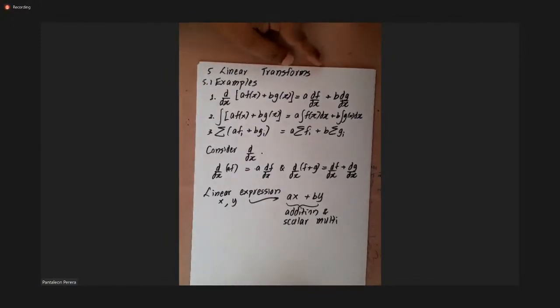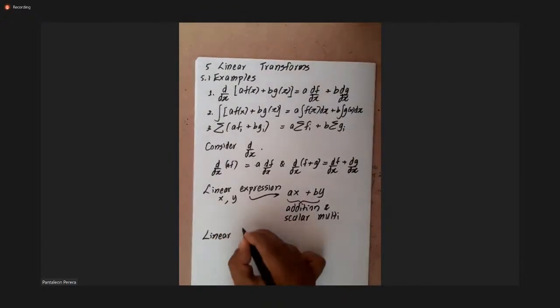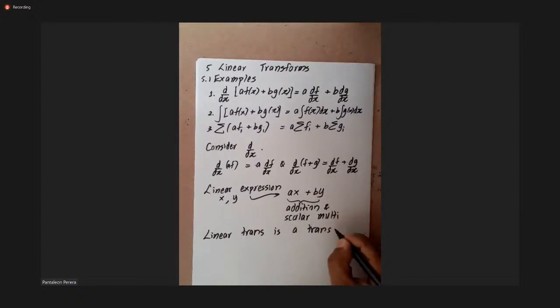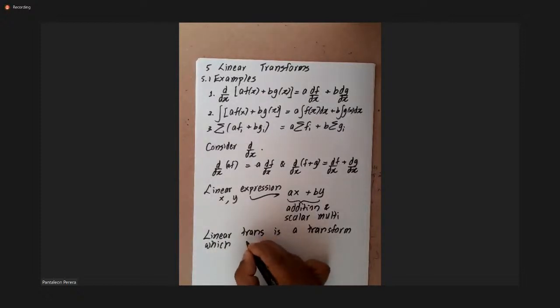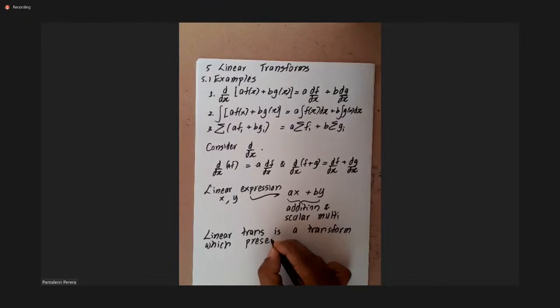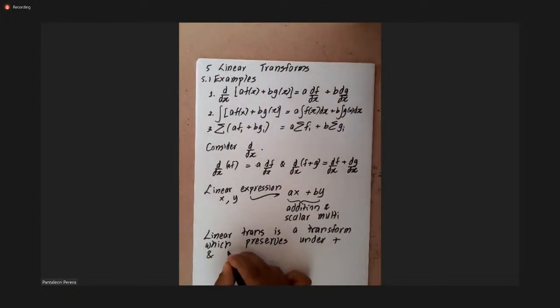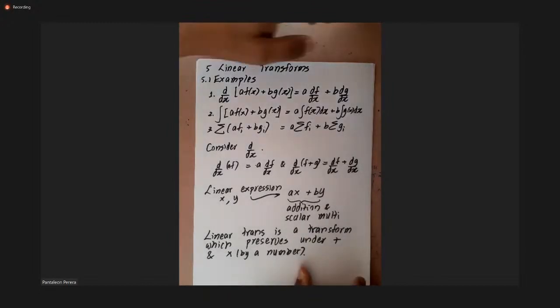So linear transform is very similar to this one. Forget about these things now. Linear transform is something which preserves these two very basic operations, addition and scalar multiplication. So linear transformation is a basic idea. Linear transformation is a transformation, but this is not the formal definition. This is a crude definition. A transform is a transform which preserves, or which goes hand in hand with, addition and scalar multiplication, multiplication by a number. So what do you mean by that?